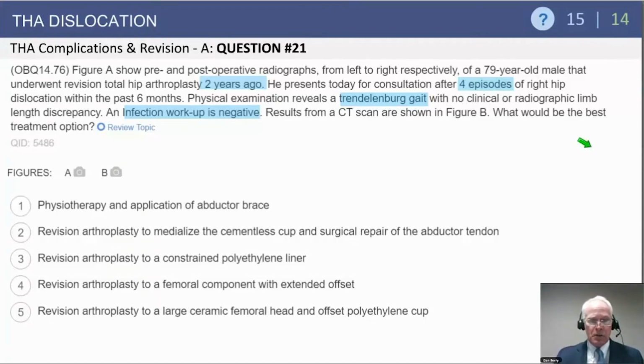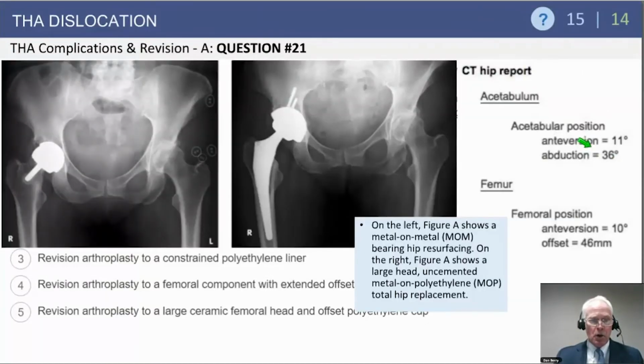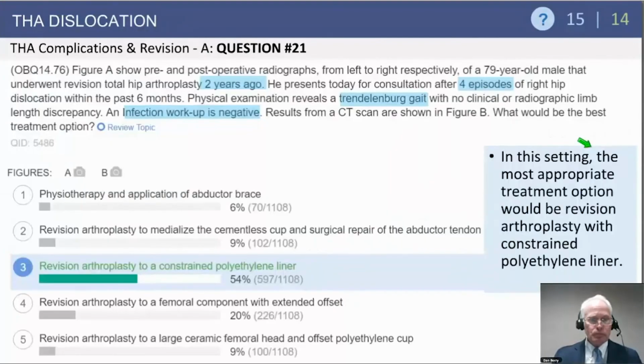Let's look at the x-rays. The x-rays show the pre-op radiograph of the resurfacing arthroplasty, followed by the picture of the patient with the conventional hip arthroplasty in place. You can see the implants are reasonably well positioned. You might suspect that the cup is slightly under-anteverted, but there are no other major abnormalities on the radiographs. The correct answer to this question is answer number 3, revision arthroplasty to a constrained polyethylene liner.